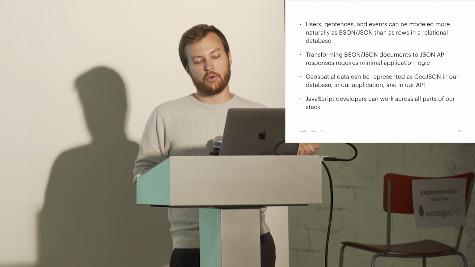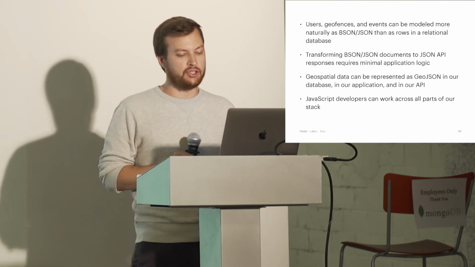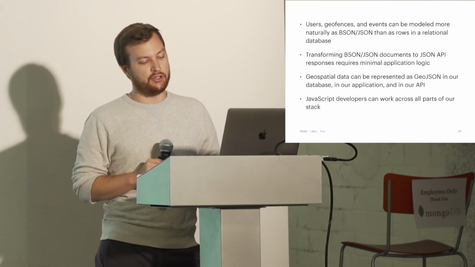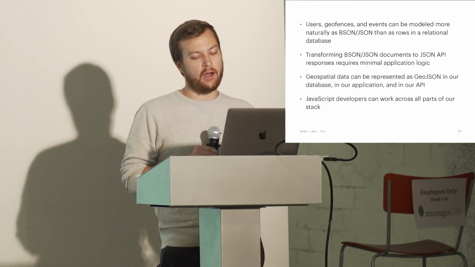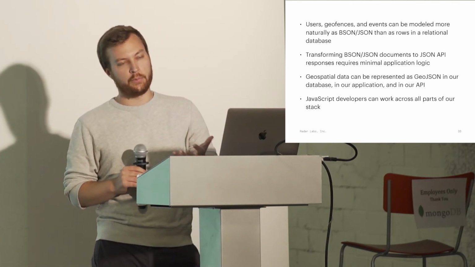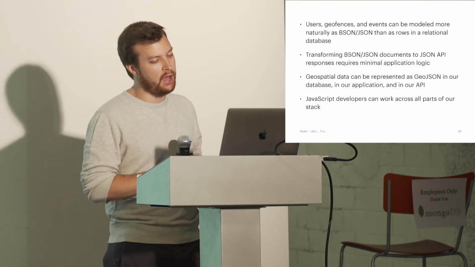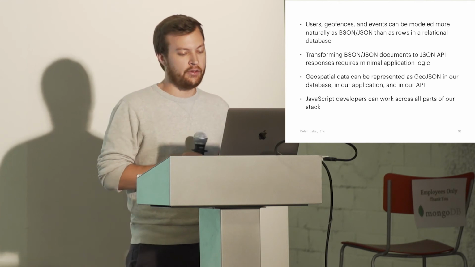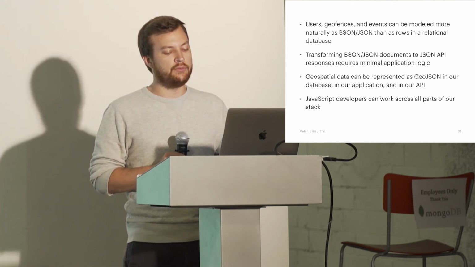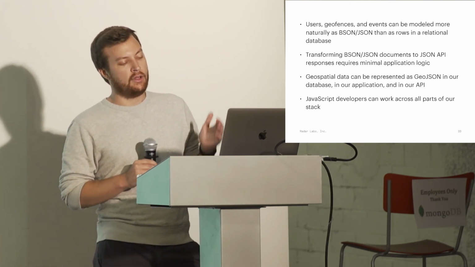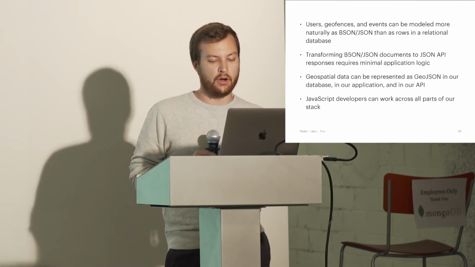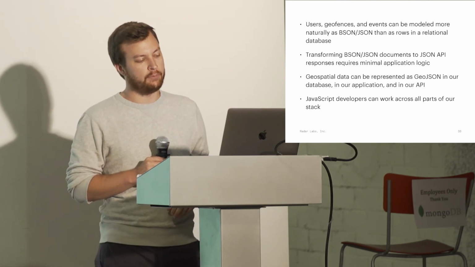As I'll show you in a second, transforming those documents to API responses requires minimal application logic. I'll show you what that looks like in practice in a second. Geospatial data is represented as GeoJSON throughout all parts of our stack. So in the database, in our application layer, and I'll explain how we manipulate that, and also in our API. We want developers working with geospatial data coming back from the Radar API to have a standard format that they can easily plug into other systems. So GeoJSON is a great fit for that. And the cool thing is, as we think about growing our team, JavaScript developers can work across all parts of our stack. So obviously there's domain-specific knowledge when it comes to best practices for Mongo or React or whatever, but it's very familiar to folks regardless of what part of our stack they're working on.